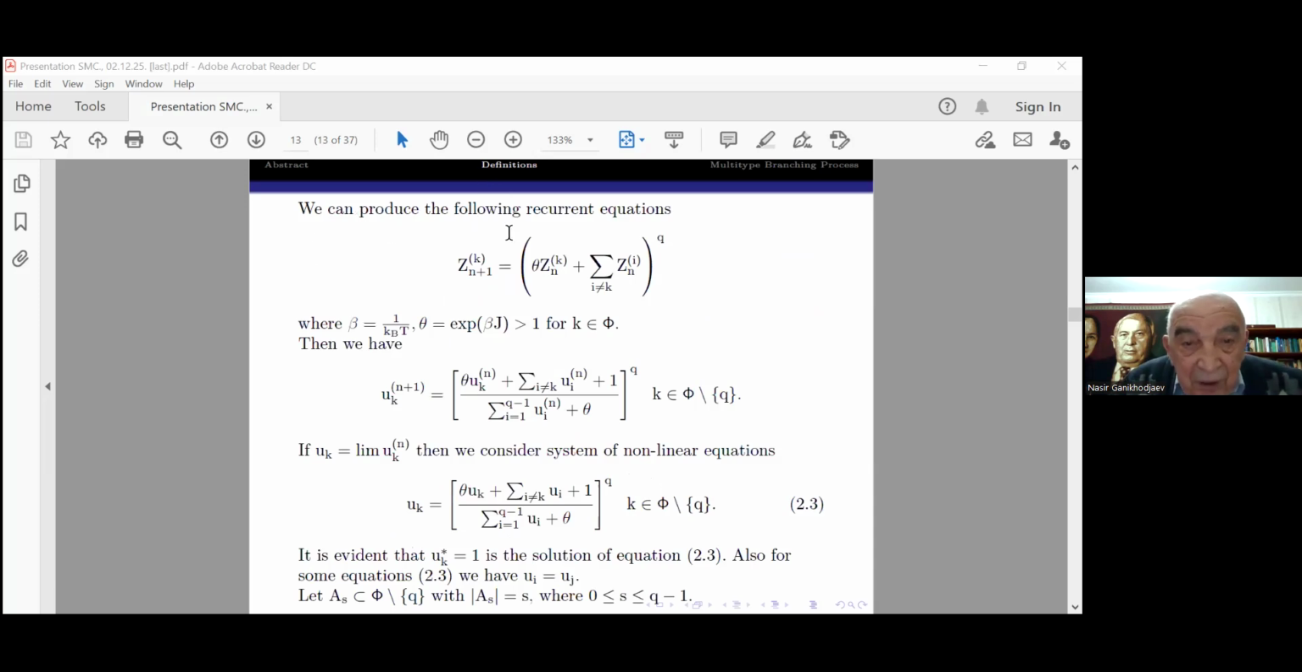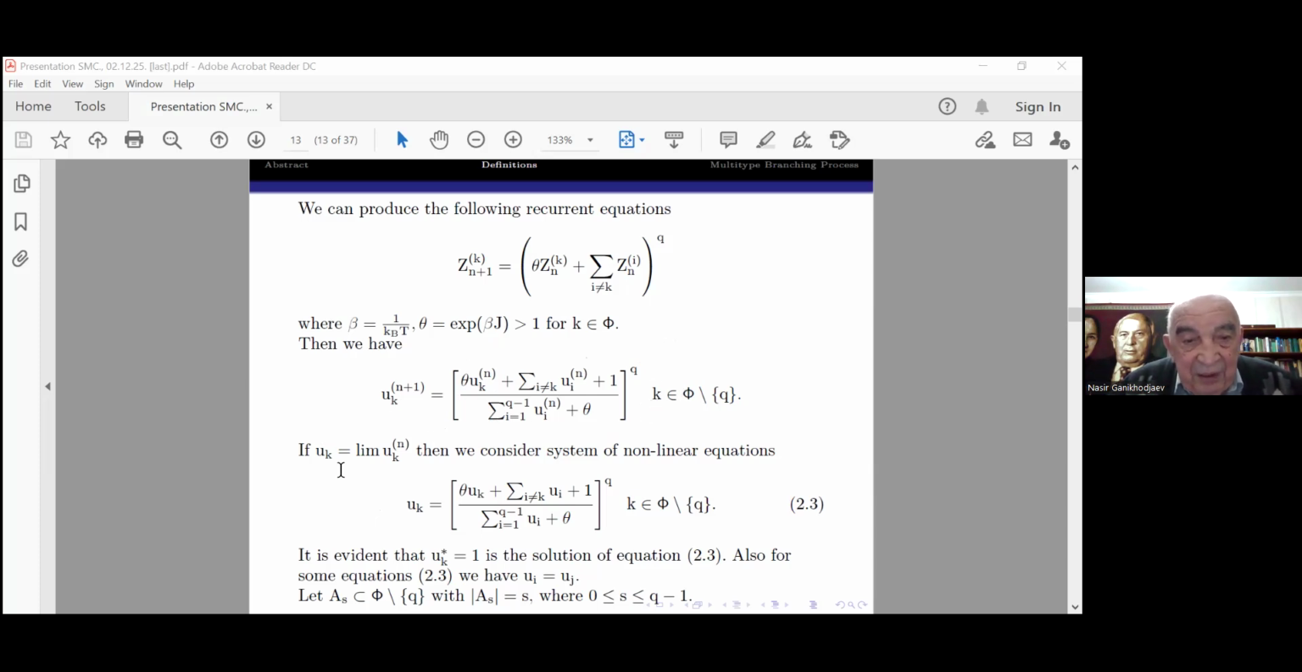So now we can produce these recurrent equations. This is the partition function Z k n plus 1 that is defined on Vn plus 1, in terms of those which were defined on Vn. And this partition function we can express like this equality. Here q is the order of our Cayley tree. So now theta here is exponent beta J, and since J is positive, theta is positive. According to this, u k n plus 1 will be equal to this ratio.